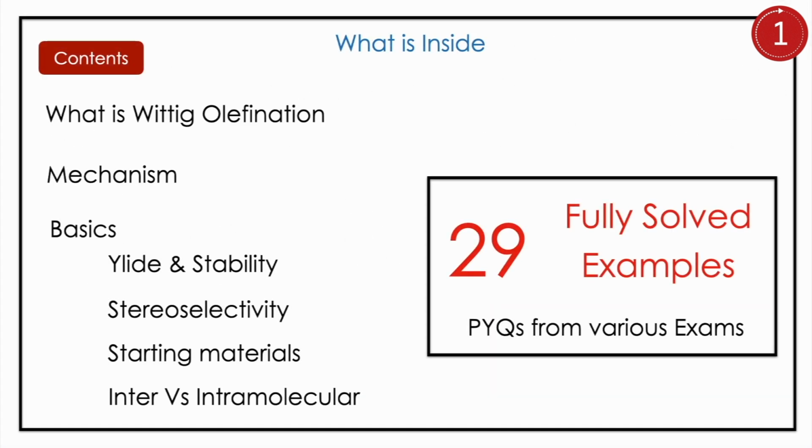What is inside this video? At first, we will see what the Wittig olefination reaction is, then the mechanism behind the reaction, then basics. Basics include Ylide and its stability and stereoselectivity of the olefination, whether it is E or Z, then notes on the starting material, how the starting material can influence the product, then competition between inter and intramolecular reaction. It will be very detailed.